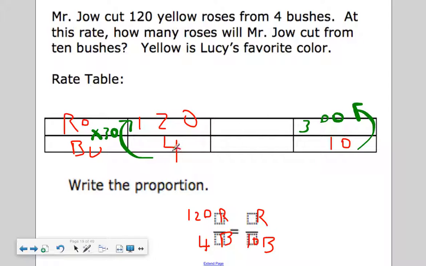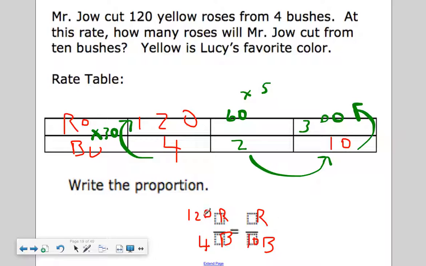Some of you may not like that way. Some of you may prefer, can 4 bushes go to 10? No, it cannot. So we need to simplify this. I'm going to divide the numerator and denominator by 2 and get 60 roses, 2 bushes. Now, can I build 2 bushes to 10 bushes? Times 5. So 60 times 5 is 300. It works. So same thing.